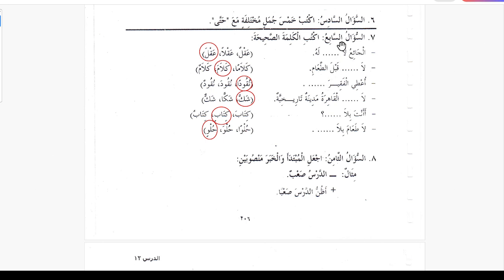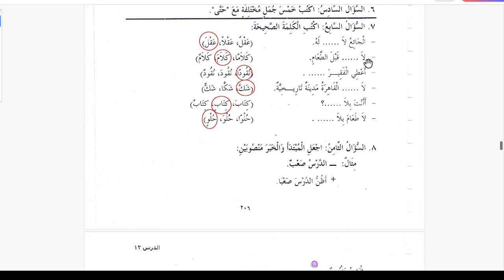And with la nafiya lil jins, it has to be nakira and mansoob here. Similarly, this other one, la kalama qabla ta'ami, no talking before food. So we can't use kalamun. Similarly, we can't use aklun or aklan if it's la nafiyatu lil jins.